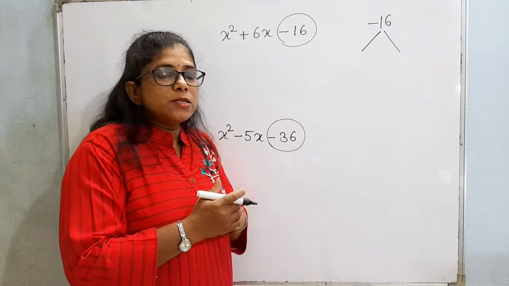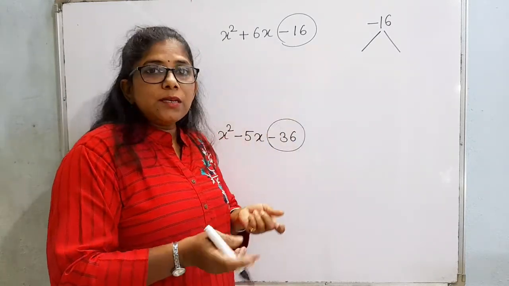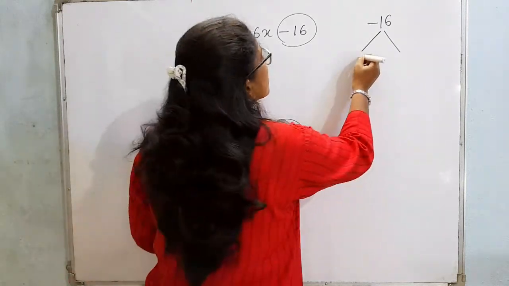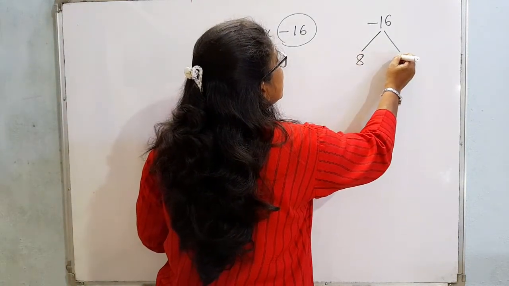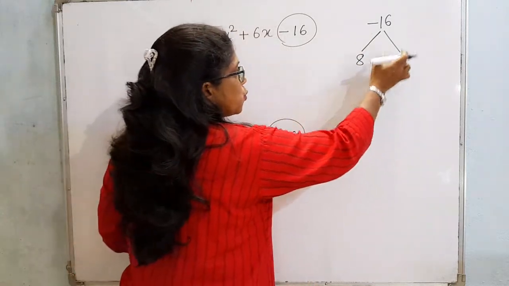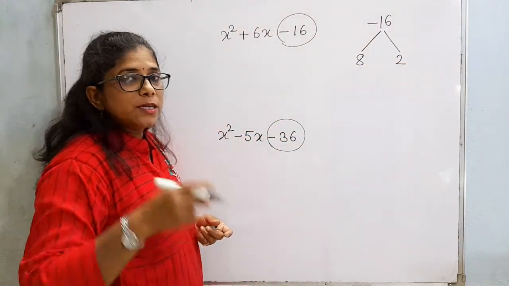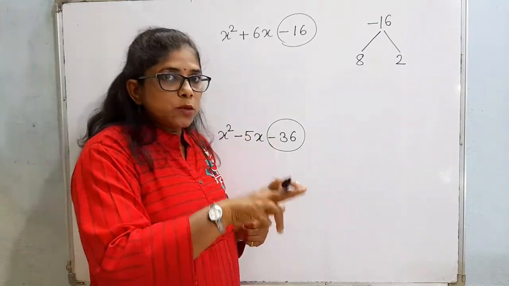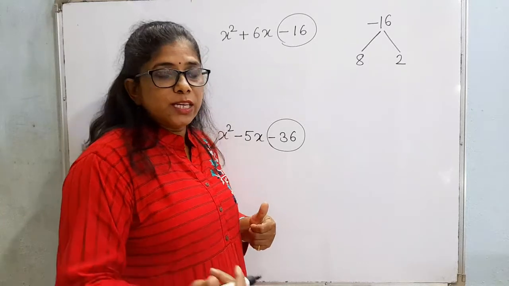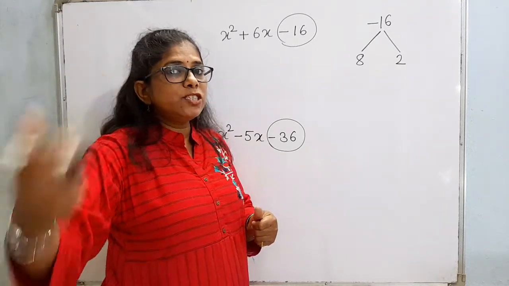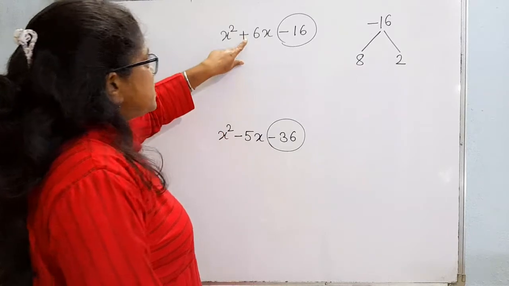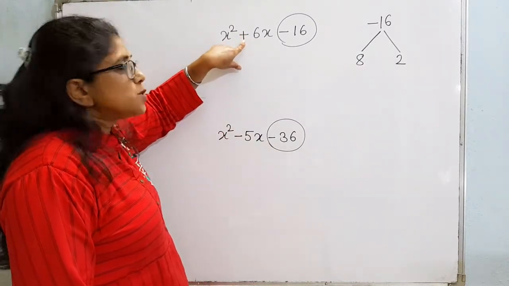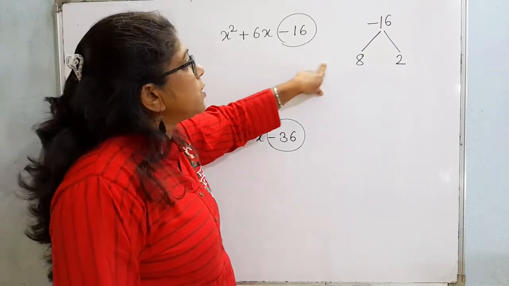Now here product is minus 16 and difference is 6. So which numbers give you product 16 and difference 6? 8 and 2. But 8 into 2 will give us plus 16. But what is our product? It's minus 16. So in this case, one number is going to be positive and one number is going to be negative. So which number is going to be positive and which number is going to be negative? Check this sign. Easiest way. Check this sign. It is plus. So this plus sign will go to the greater number.